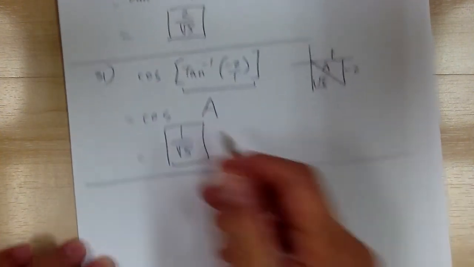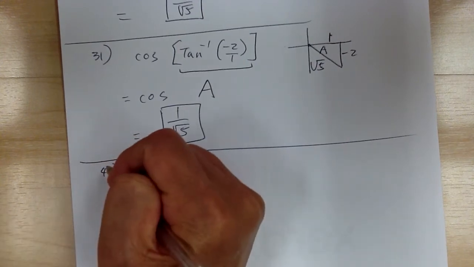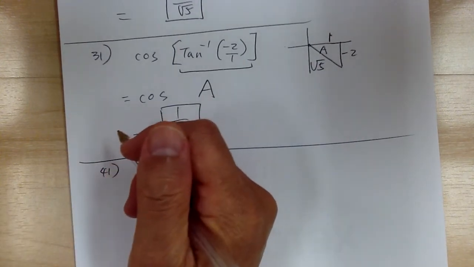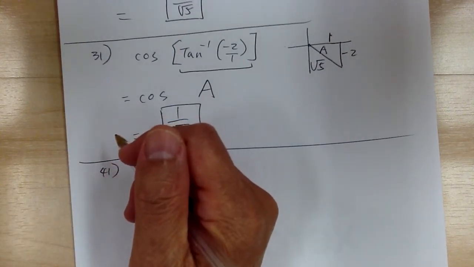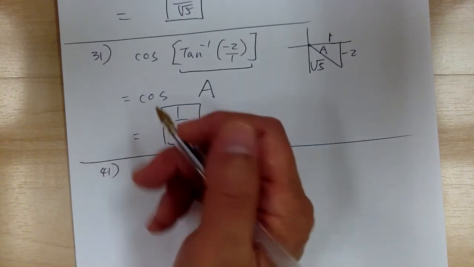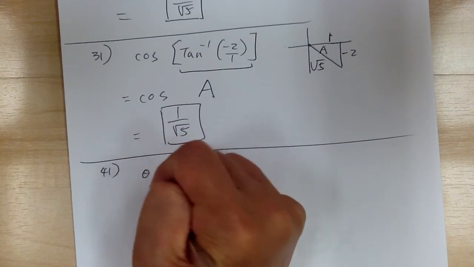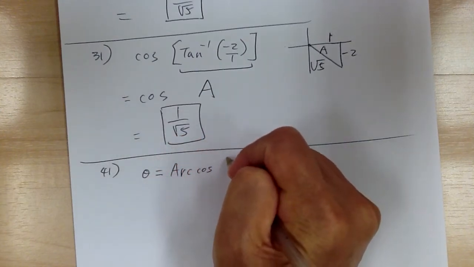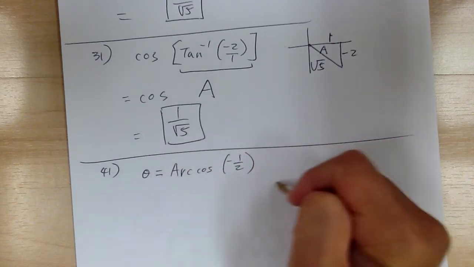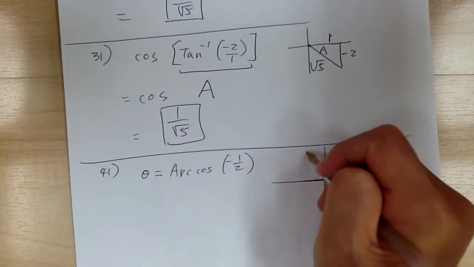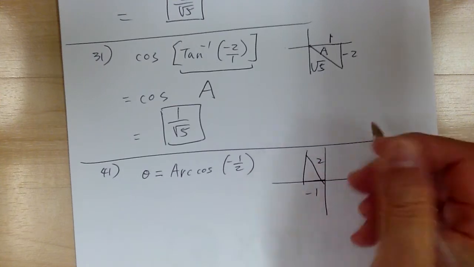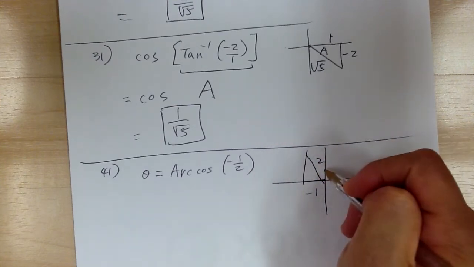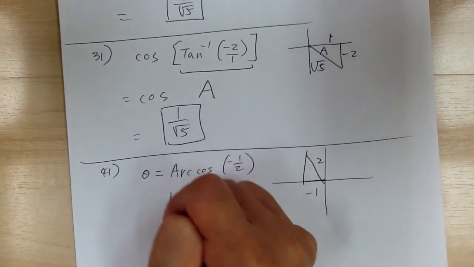Okay, let's go to 41. So 41 is the same as number 17, okay? Except now you're doing the degree. So you do exactly the same thing. You have theta equal to arc cosine of negative 1 over 2. So it's going to be negative 1 over 2, and so this angle is going to be 120 degrees.